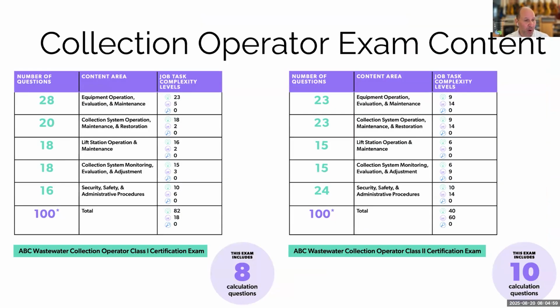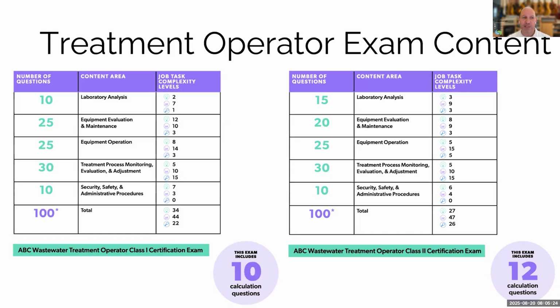We've covered this before, but I'm just going to go over it briefly just because they are a little bit different. So this is the collection operator need to knows and content areas. And you can see there's a few more calculations in class 2 versus class 1. And you can see most of it is focused on collection systems operations and maintenance and lift station maintenance, security, and things like that. The treatment operator exam has a different set of criteria, but there are collection system related questions in there.